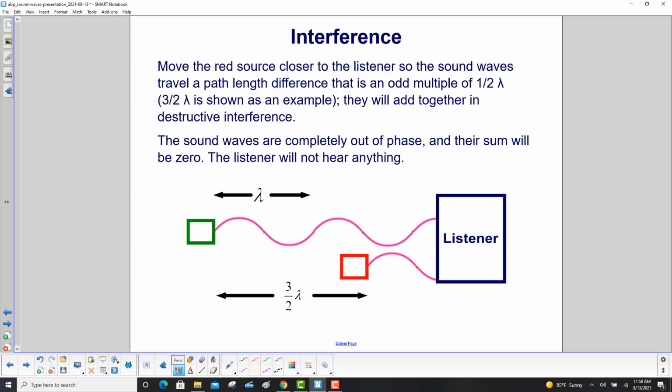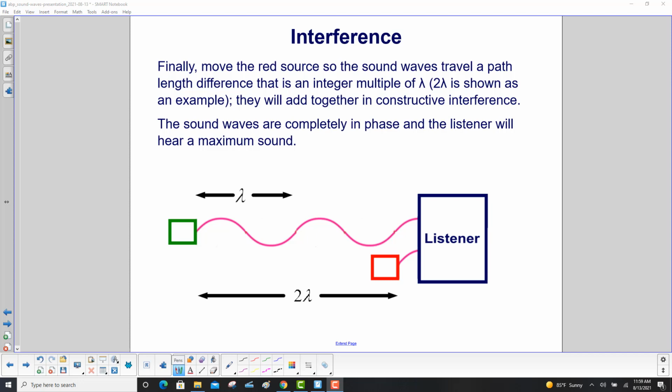Now move the red source closer to the listener so the sound waves travel a path length difference that is an odd multiple of 1/2 lambda. We're going to use 3/2 lambda as an example. Once again, they are adding together in destructive interference. The peak of this one matches the trough here. They add to 0. The sound waves are once again completely out of phase and their sum will be 0. The listener will not hear anything.